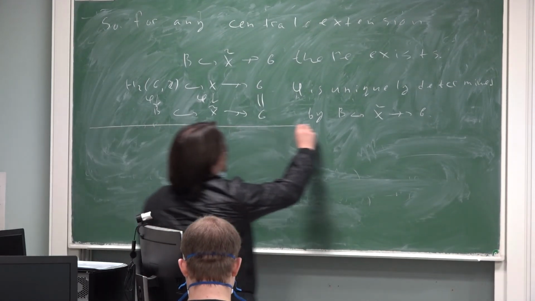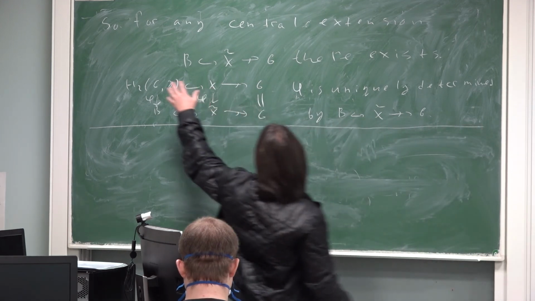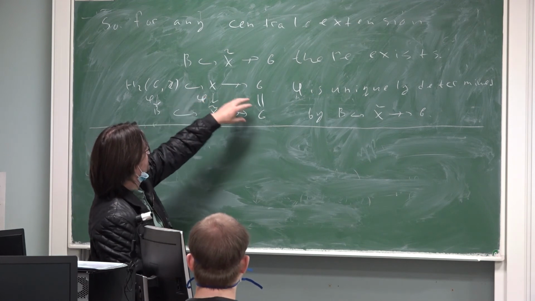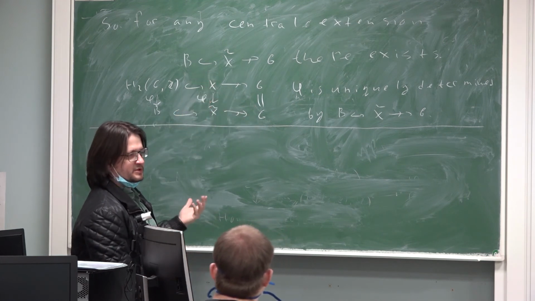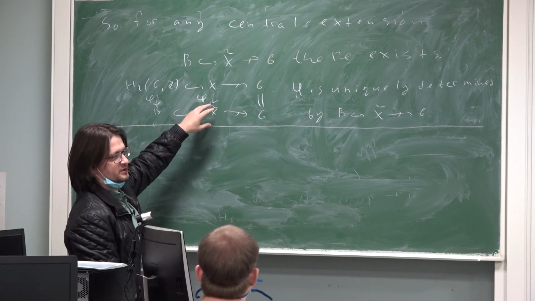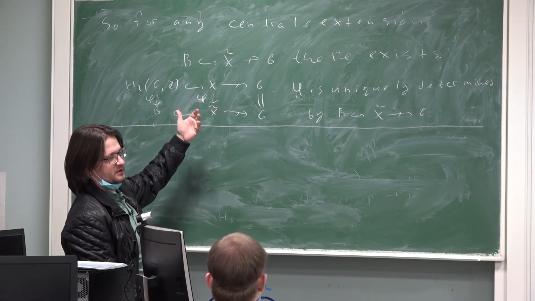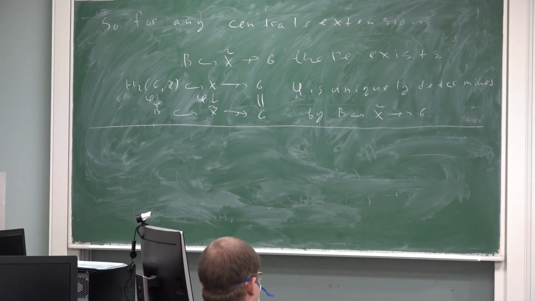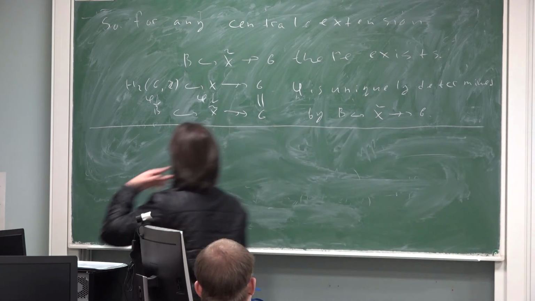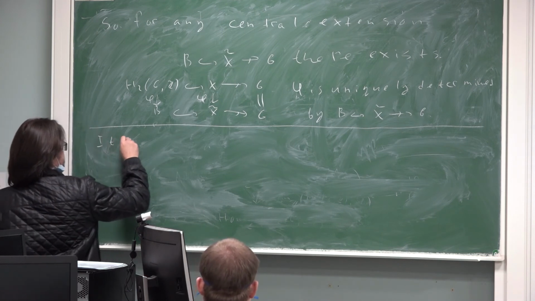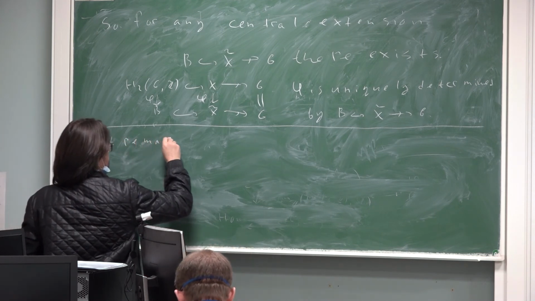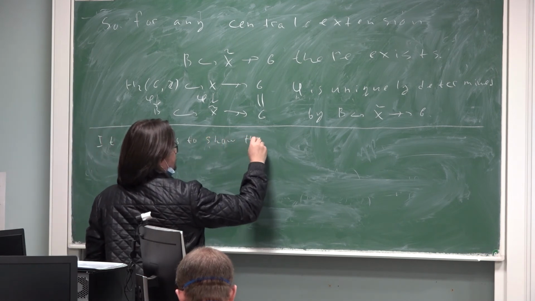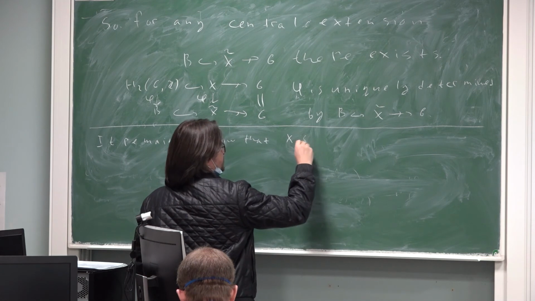Oh, okay, we have shown that for this extension, yes, for any other extension, there is a morphism. So it remains to show that this morphism is unique. As we have told before, it's equivalent to the fact that X is perfect. To show that X is perfect.